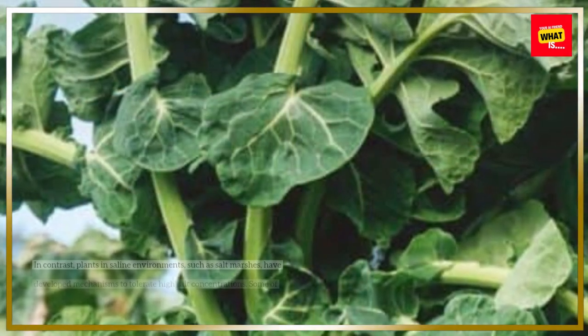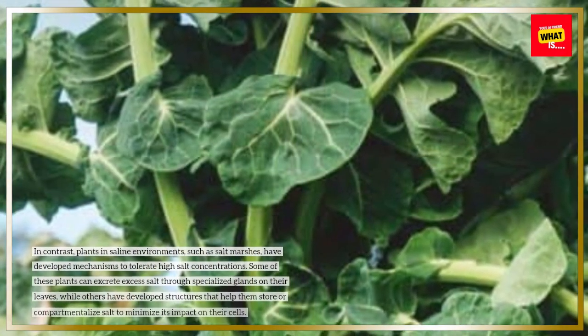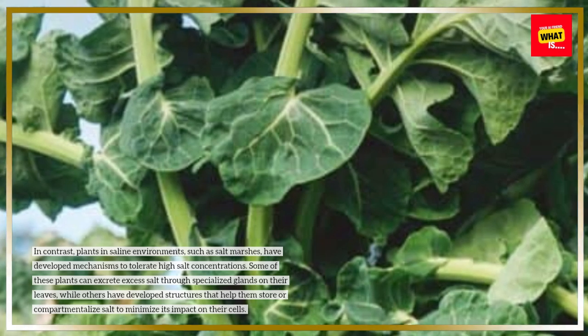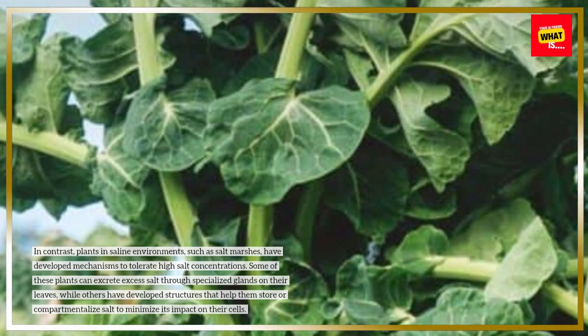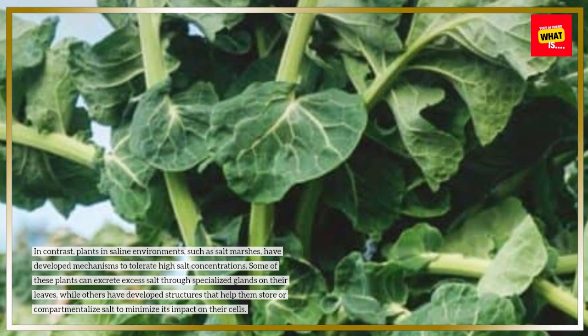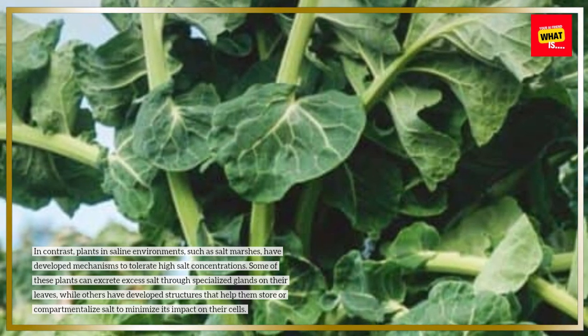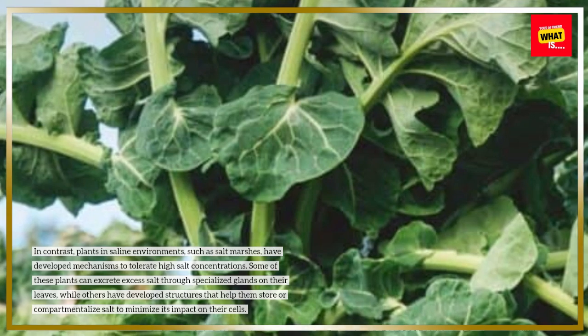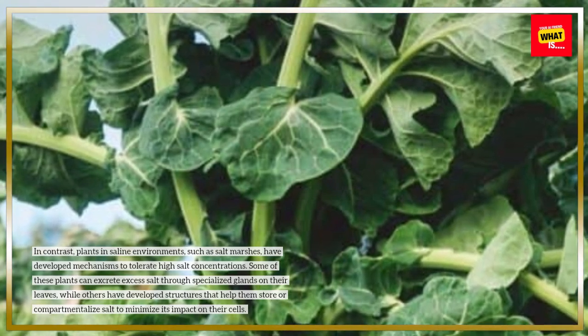In contrast, plants in saline environments, such as salt marshes, have developed mechanisms to tolerate high salt concentrations. Some of these plants can excrete excess salt through specialized glands on their leaves, while others have developed structures that help them store or compartmentalize salt to minimize its impact on their cells.